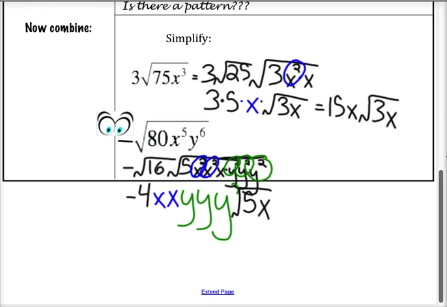So to write this a little bit more cleanly, x times x gives us x squared. y times y times y gives us y cubed. And then what do we have left inside? Well, we have that 5x that couldn't come out. And that's going to be our reduced expression, our simplified radical expression.